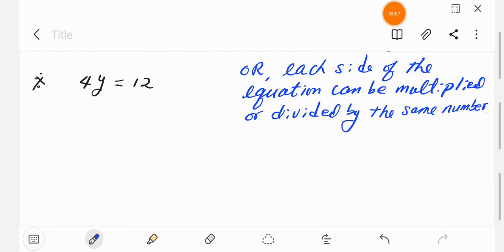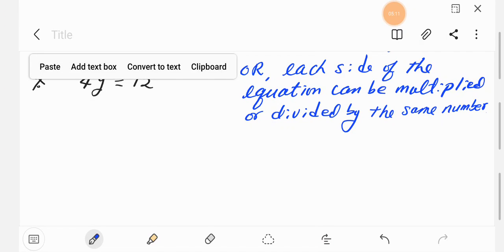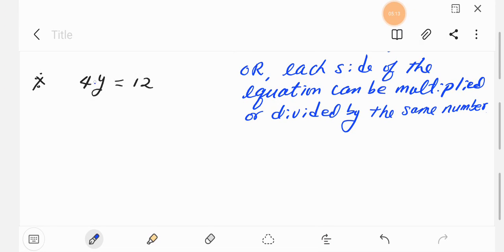Okay, let's check another example. This time the variable y is multiplied by 4. Then is it okay to divide each side of the equation? Yes, you can, because look at this. Each side of the equation can be multiplied or divided by the same number. So you may divide each side by any number except 0. Don't divide by 0. So other than 0, you can divide by any number.